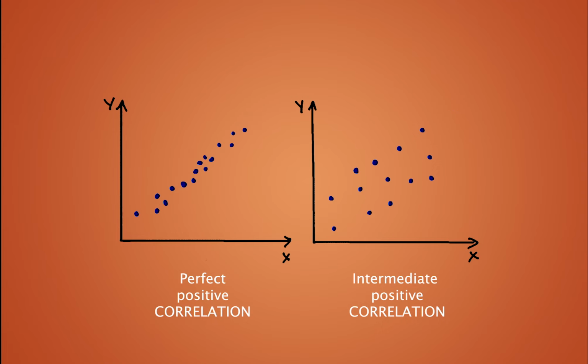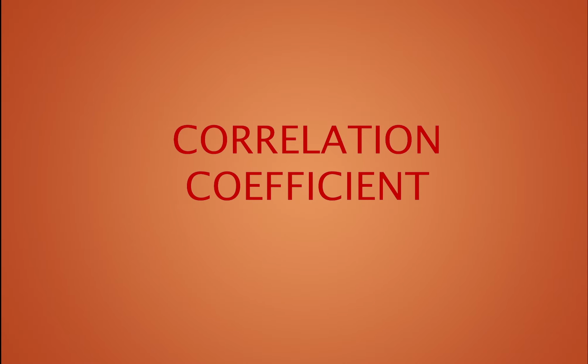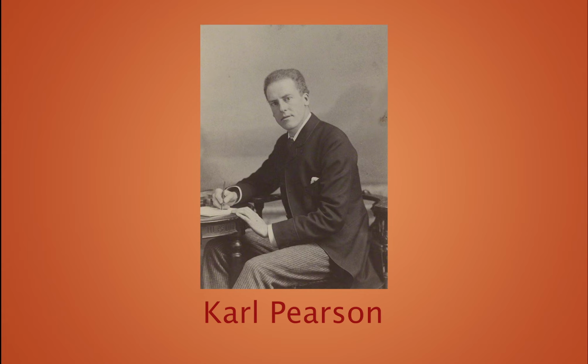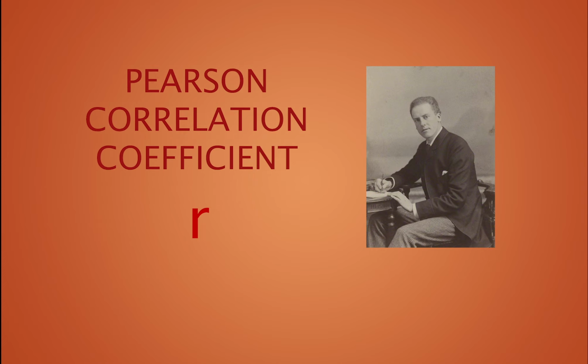This is good, but we want something a little more precise to measure our relationship. And this is where the correlation coefficient comes in. This idea was developed by an English mathematician called Karl Pearson, and hence is known as Pearson's correlation coefficient, and it is denoted by r subscript XY, or simply r.